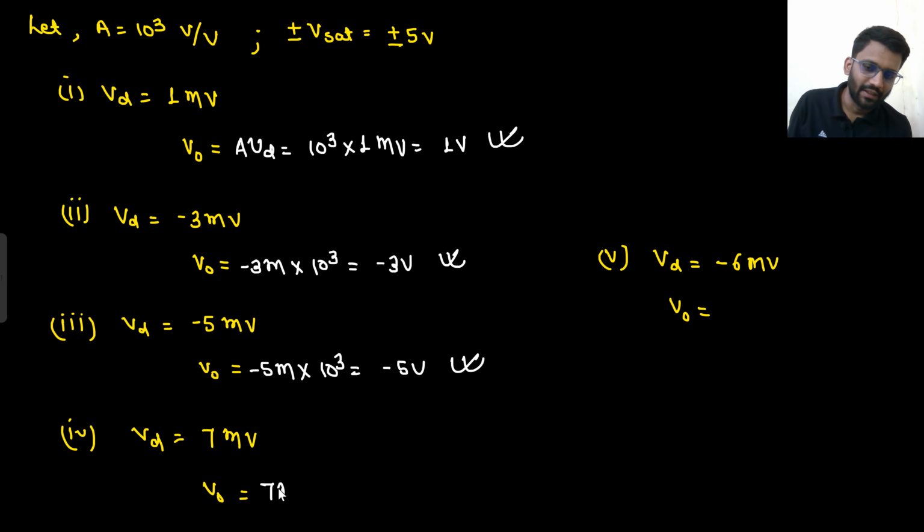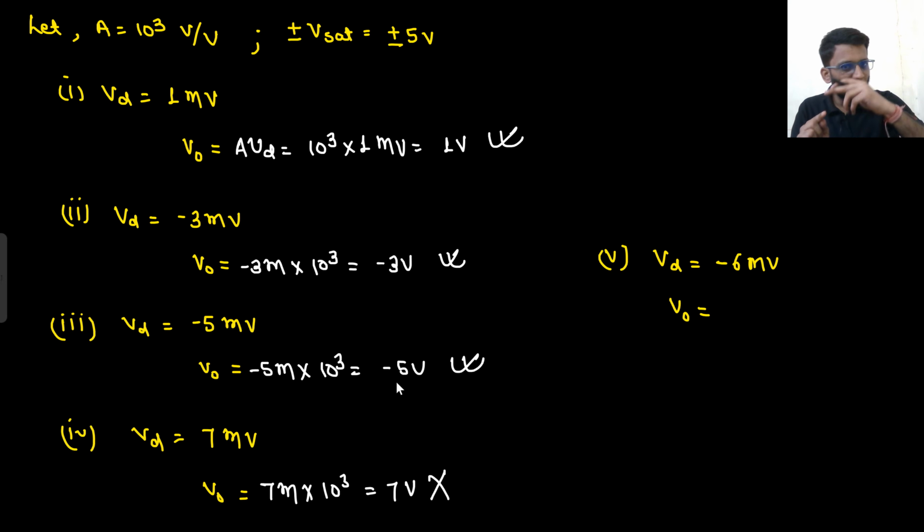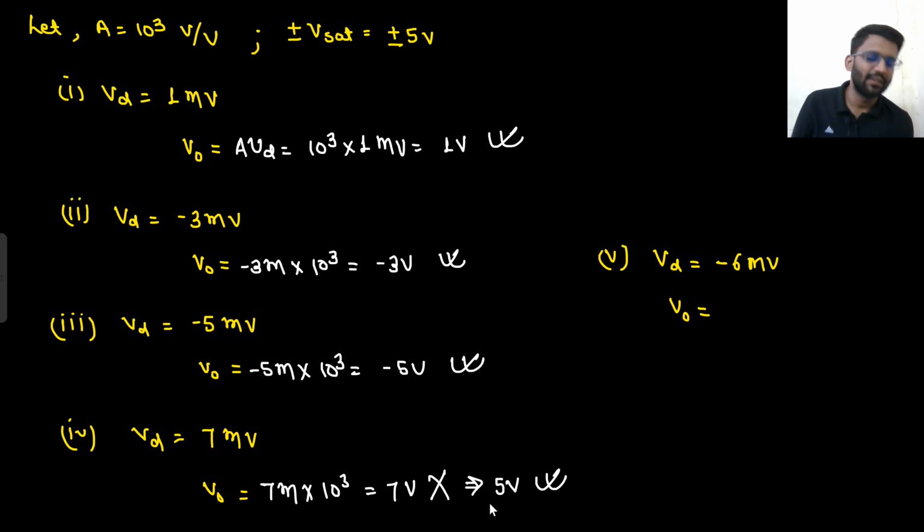Here in this case, tell me 7 millivolt into 10 to the power 3. What is the output you are getting? 7 volt. This is wrong. Why so? Because maximum is plus 5 volt. So the op-amp will try to go to 7, but it will pull it down to 5 volt. So your final answer would be 5 volt. This is your correct answer. Are you getting this point or not?